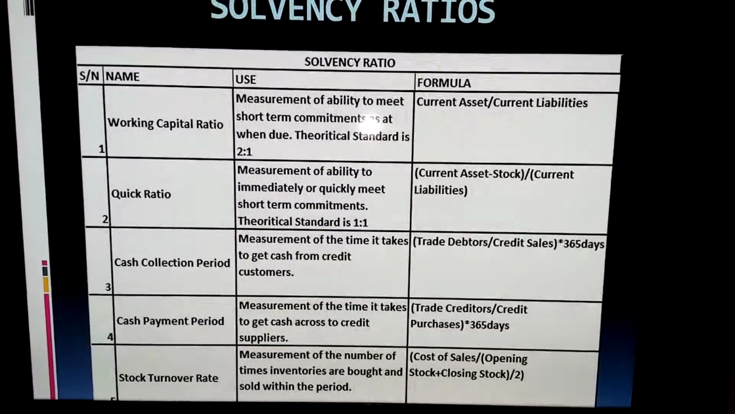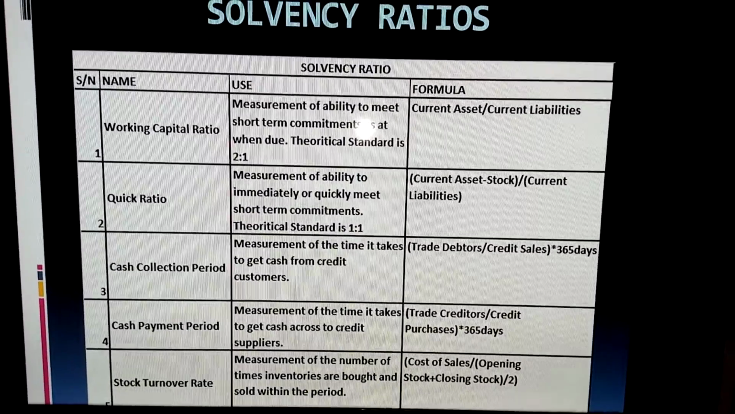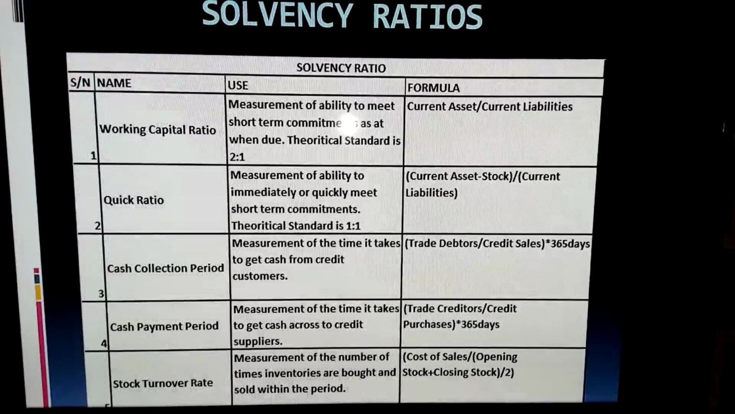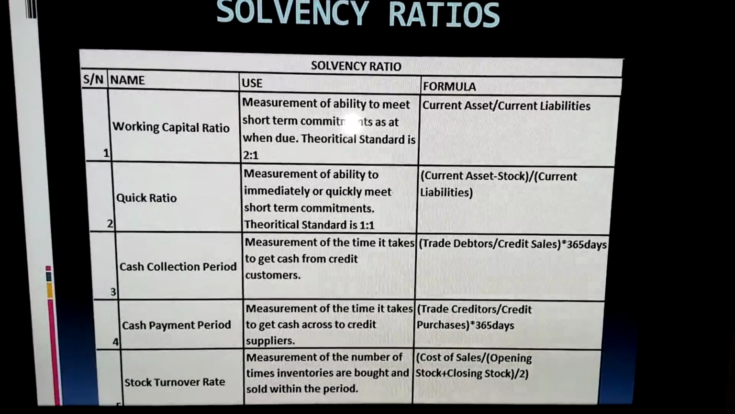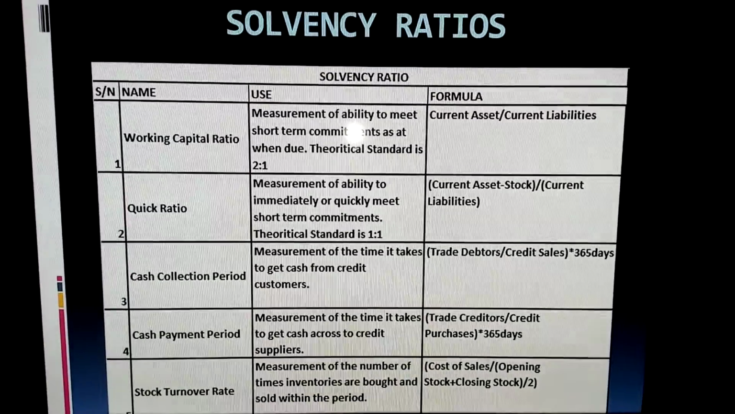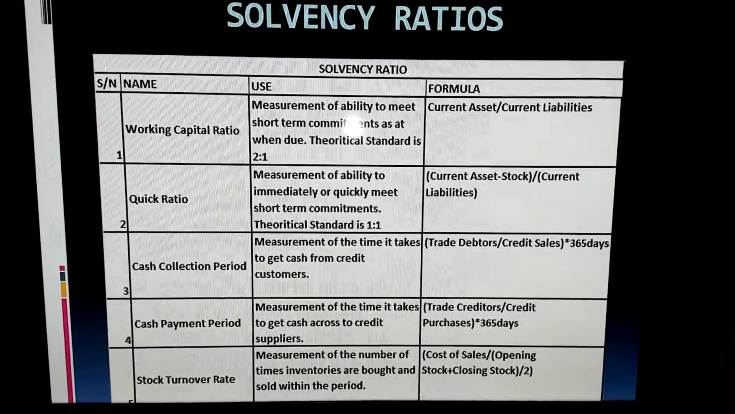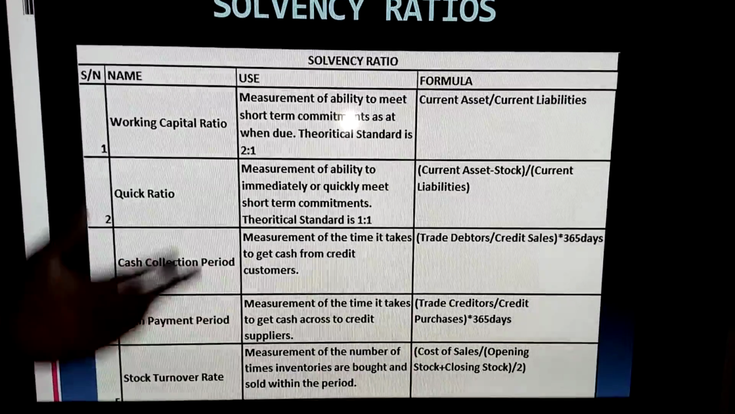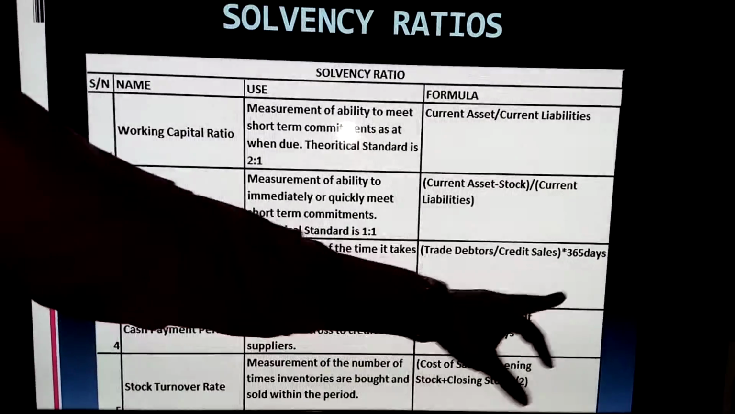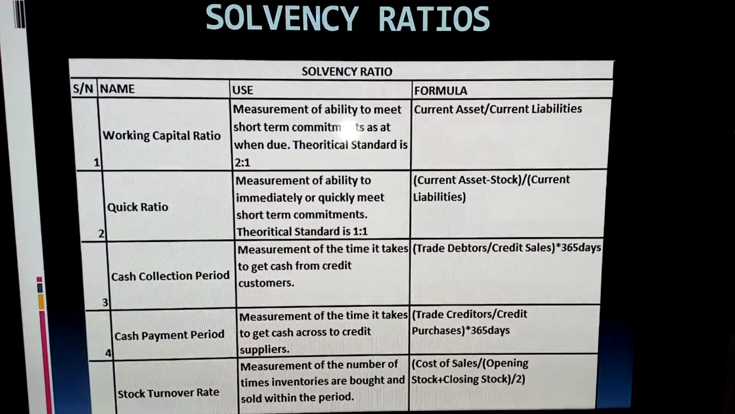Cash collection period. What time does it take for you to get your money from your customers? You sell on credit, so how many days does it take for you to get your money from your customers? That's what we mean by cash collection period. So we say trade debtors over credit sales times 365 days, measured in days.